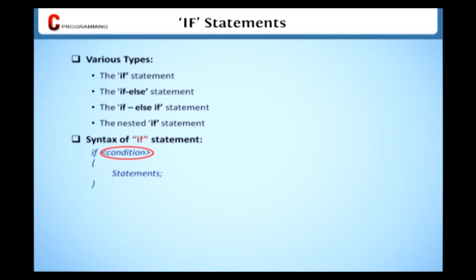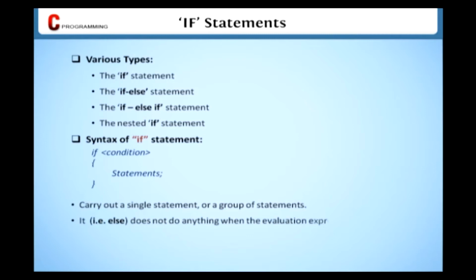If the condition is true, then the statement is executed. Otherwise, the statement is not executed. Instead, the program skips past it. The if statement by itself will carry out a single statement or a group of statements when the expression after the if evaluates to true. It does not do anything when the expression evaluates to false.